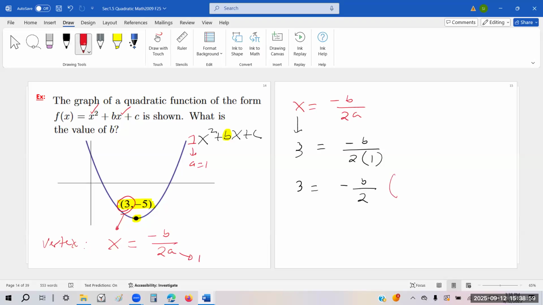Multiply by? You can multiply by 2, but it still has a negative problem. Or you can multiply by -2. If you simply multiply by -2, negative turns into positive, the 2 cancels out. So you have b equals -6. And this is what they are looking for. So it's an interesting one, a tricky one. And guess what? In the final exam, expect to see this type of tricky question.